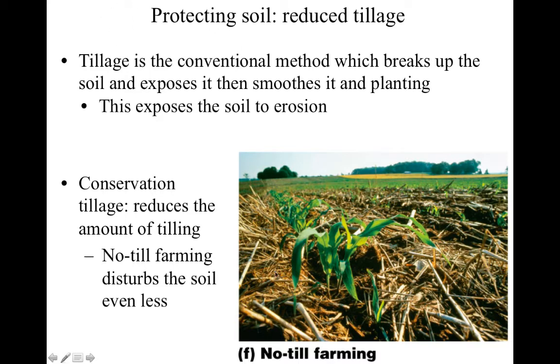The picture here is showing you no-till farming, where you can see that this has not been tilled. Last year's crop is still there, although dead, and it is protecting the soil from erosion. So this conservation tillage is reducing the amount of tilling, and there is something called no-till farming, where you're just planting seeds pretty much directly on top of the dead crops from last year's harvest. It's still planting the seeds into the soil, but not turning over the soil.